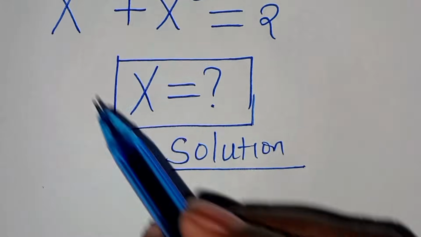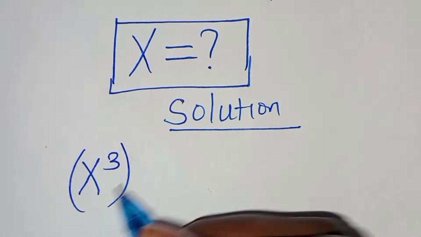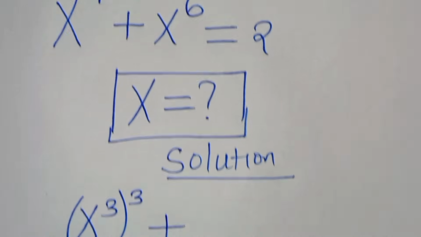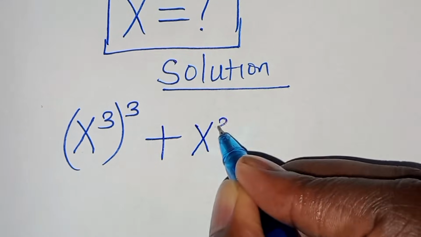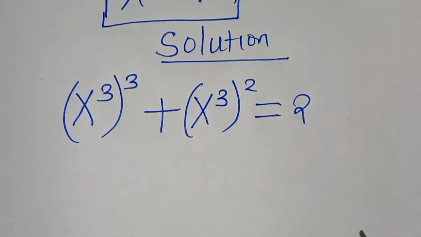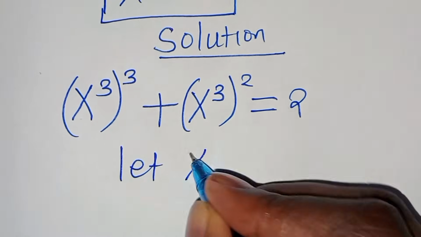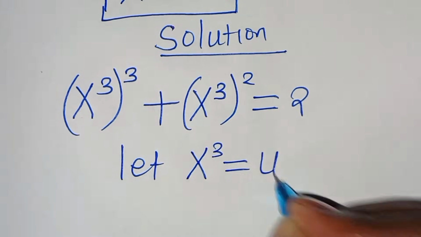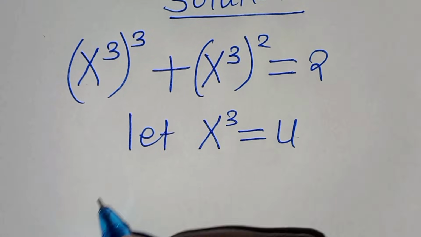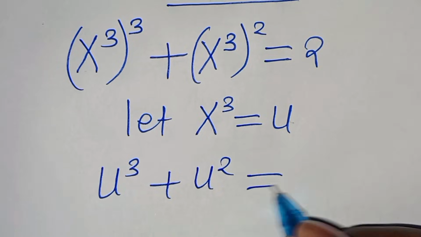So we can express x to the power of 9 as x to the power of 3 raised to the power of 3, then plus x to the power of 6, which you can express as x to the power of 3 raised to the power of 2. This is equal to 2. x to the power of 3 is common here, so we can let x to the power of 3 be equal to u. Now let's substitute u in this equation so that we have u to the power of 3 plus u to the power of 2. This is equal to 2.